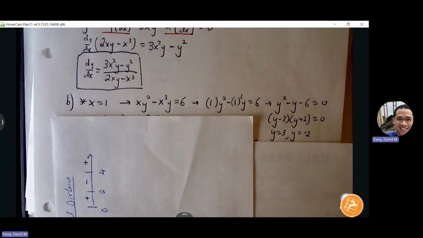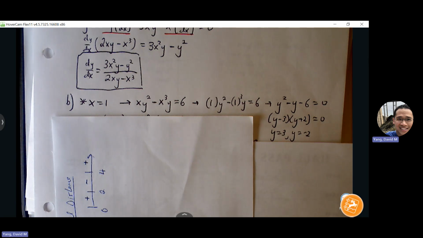Good, okay. But how many ordered pairs do we have then? Just two. What are our two ordered pairs? (1, 3) and (1, -2). They both have the same x value of 1, so (1, 3) and (1, -2). So how can I find the slopes at those points? Each one separately, into what? Then dy/dx.